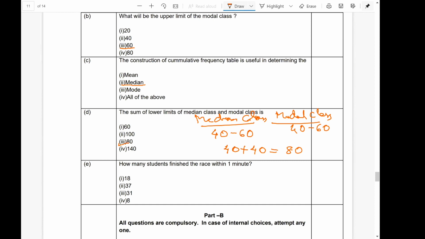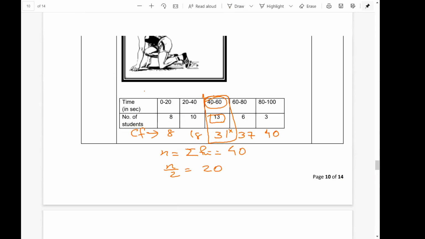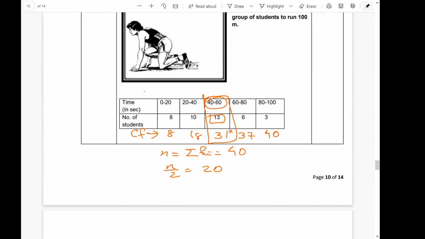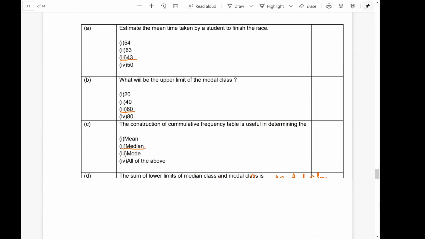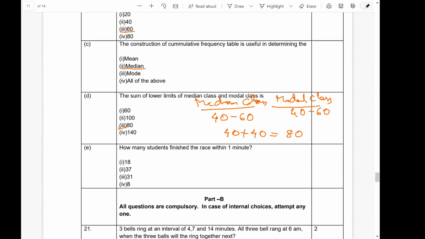How many students finish the race within 1 minute? 1 minute means 60 seconds. Again, see the table. So this is 60 seconds. So less than 60, you can see the corresponding cumulative frequency, or we'll add 8 plus 10 plus 13, that is 31. So the number of students who finish the race within 1 minute or 60 seconds is 31. That is option 3, it is 31.